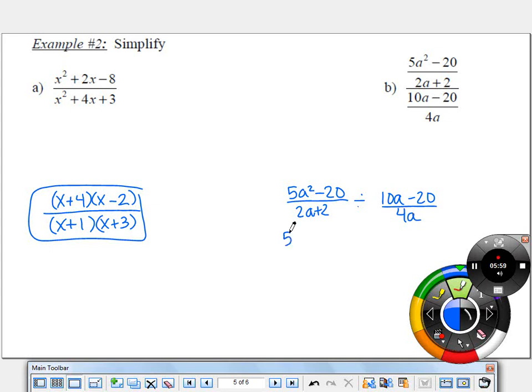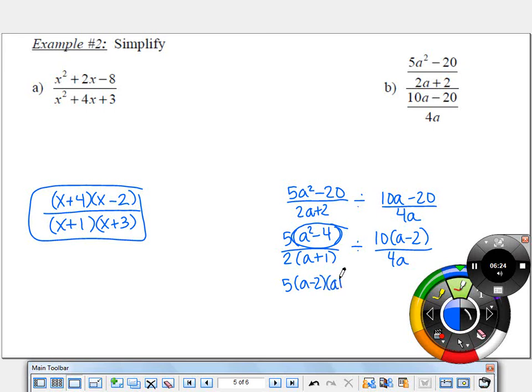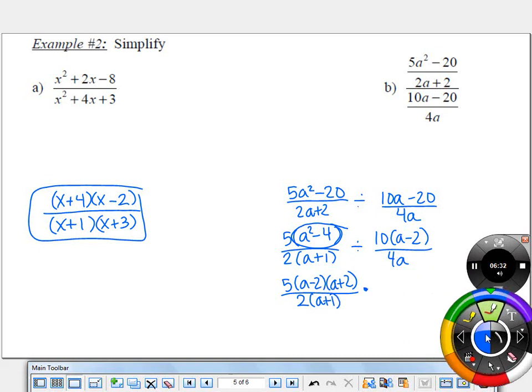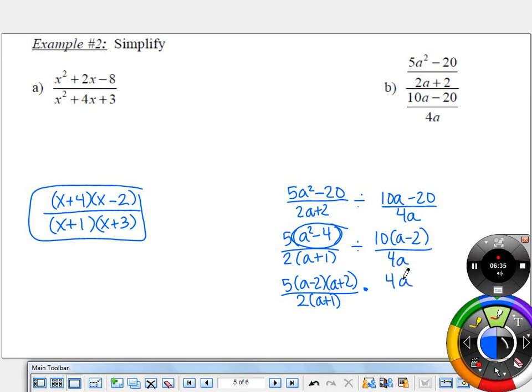So I'm going to factor each expression that I can. So you see I'm almost fully factored. 2 times a plus 1. This can factor further, and then I also want to proceed with the normal ways that I would divide rationals. So it's a minus 2 and a plus 2, 2 times a plus 1. I'm going to change the division to multiplication, and I'm going to use the reciprocal of the divisor.